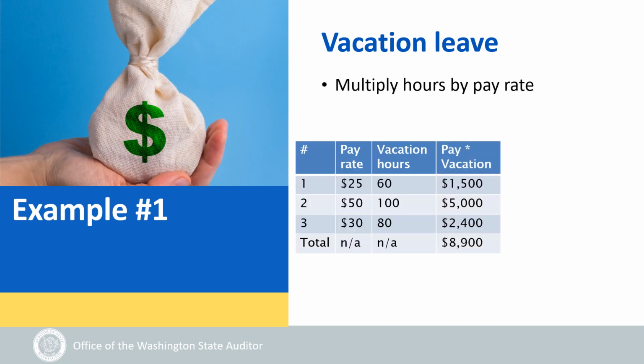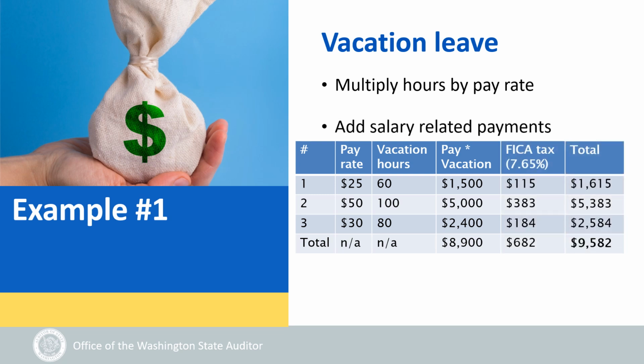Here's what the calculation looks like. We start with their pay rate and multiply it by their total vacation hours. Then we add salary-related payments. In this example, they only have FICA taxes, which are the Social Security and Medicare taxes, totaling 7.65%. For all employees, that gives us a total liability of $9,582 for unused vacation leave.